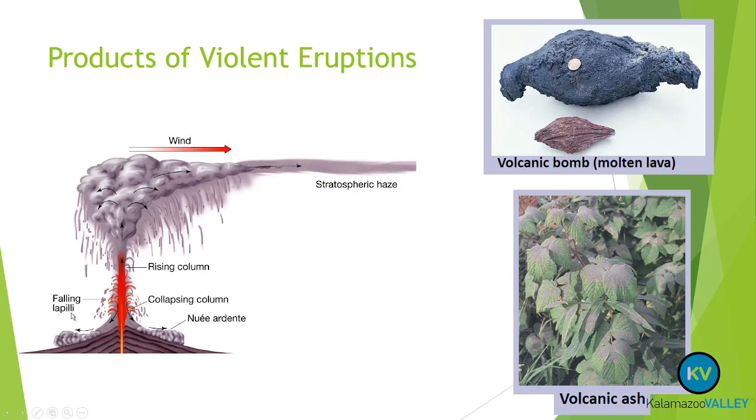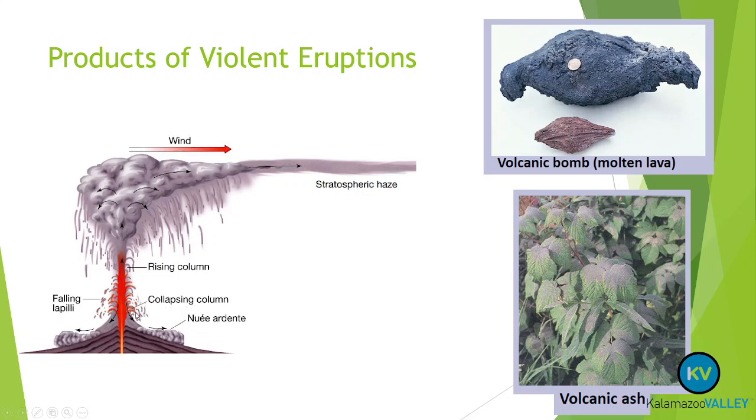We can also have falling lapilli, also referred to as volcanic bombs. These are just molten hunks of lava falling through the air, and they solidify shortly before they hit the ground. We end up with things shaped like this. These are incredibly damaging and can travel some distance.